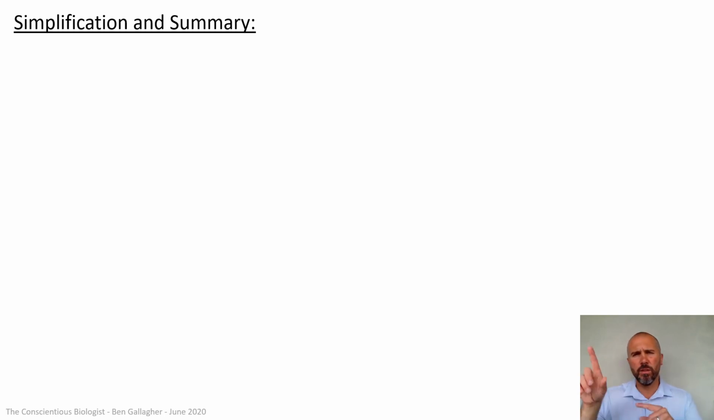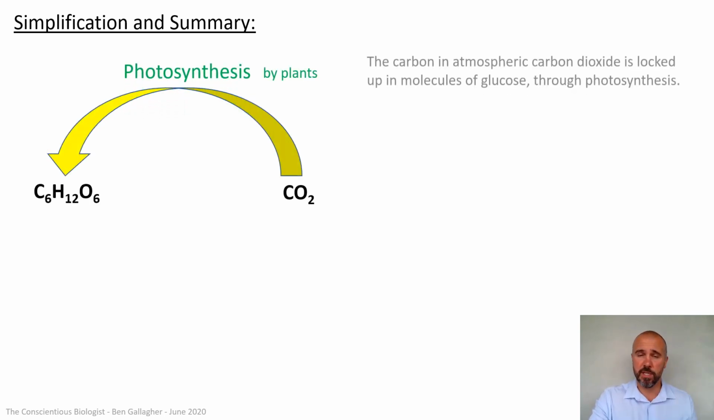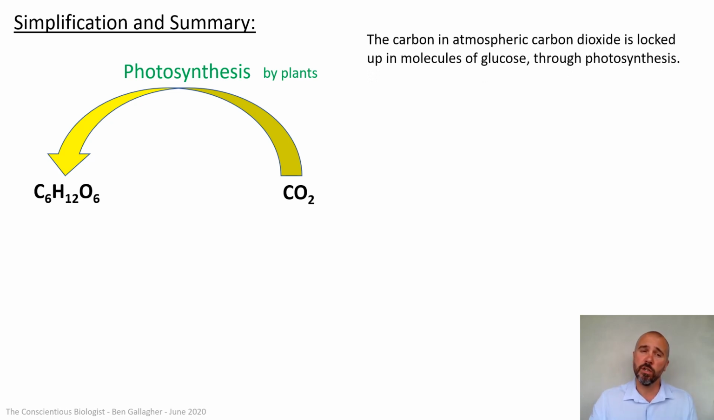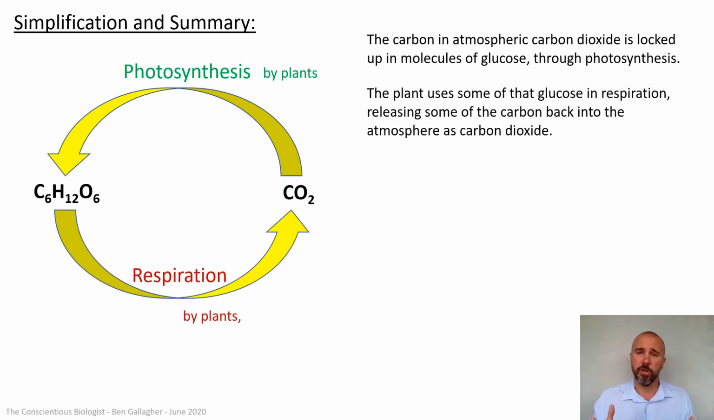So that last diagram, lots of arrows, lots of loops, hopefully very obvious because I made it very visual. You can literally see the creatures and it's set out around a food chain. But let's just simplify that a bit more. If we take the atmospheric carbon dioxide, by photosynthesis, the carbon's going to be turned into glucose. So the carbon in the atmospheric carbon dioxide is locked up in molecules of glucose through photosynthesis. To return it back, you've basically got respiration. Okay, initially it's the plant that uses some of that glucose in respiration, releasing some of the carbon dioxide back into the atmosphere. So I've got by plants over there.